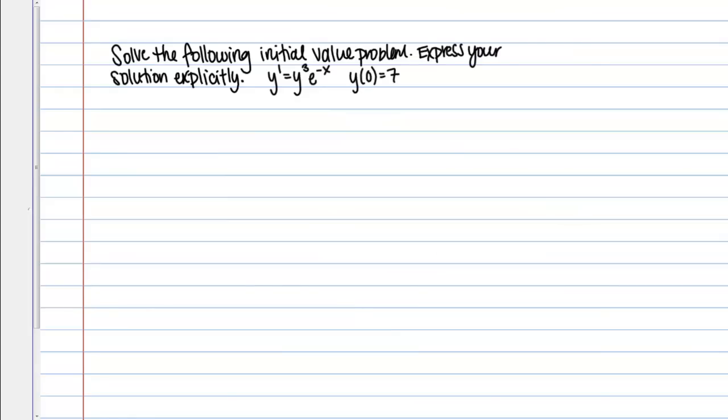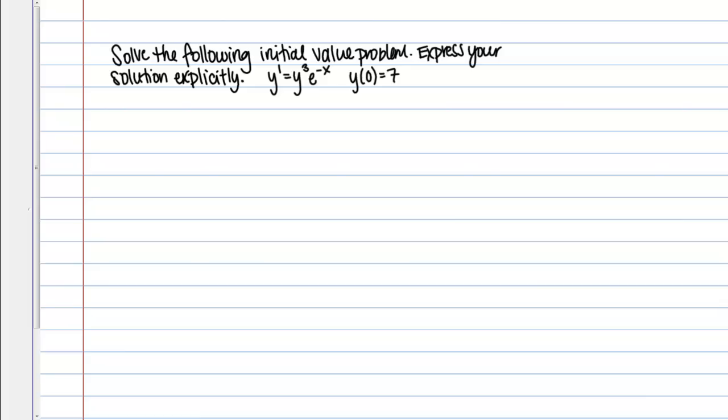In this problem, we're instructed to solve the following initial value problem and to express our solution explicitly. We have y prime equals y cubed e to the negative x, with the initial condition y of 0 equals 7. The fact that we're provided with an initial condition means that we should be able to solve for our constants of integration. We shouldn't see any c's in our final answer.